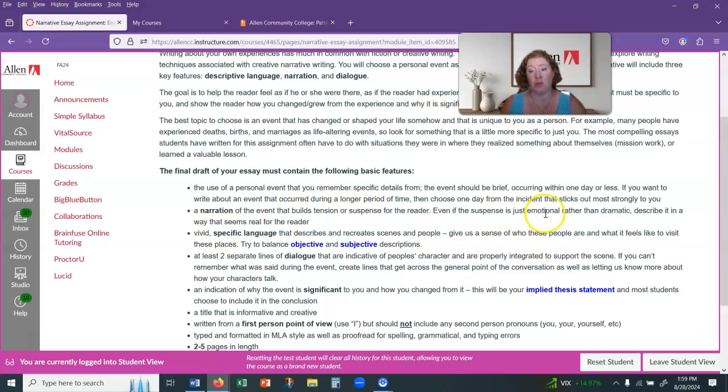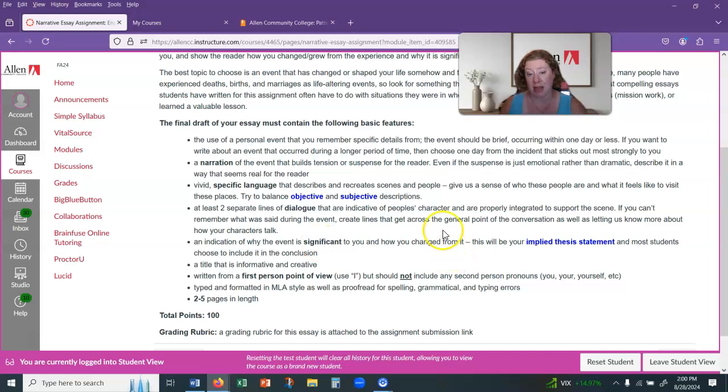The narration will go through and build some tension for the reader. You'll use specific language to give us lots of description of what it was like, who the people were, where you were at. You'll have at least 2 lines of dialogue, so you want people actually talking during your story. Some students include more dialogue, and some students just have the 2 required, and it's dependent on your topic for your essay.